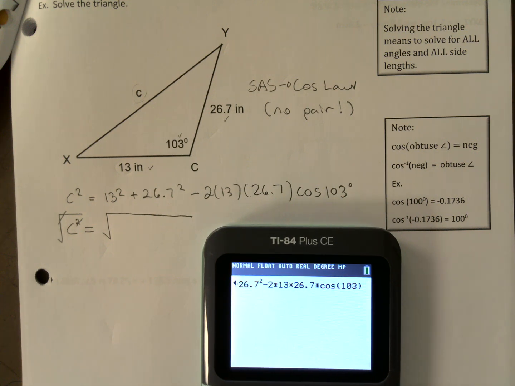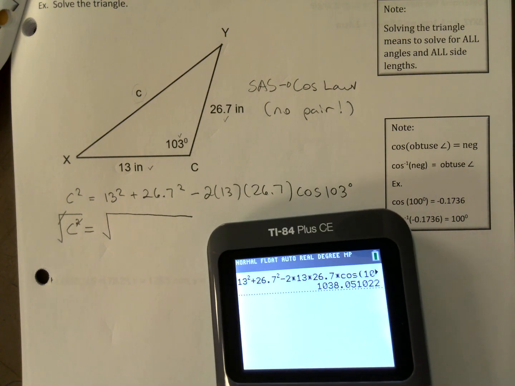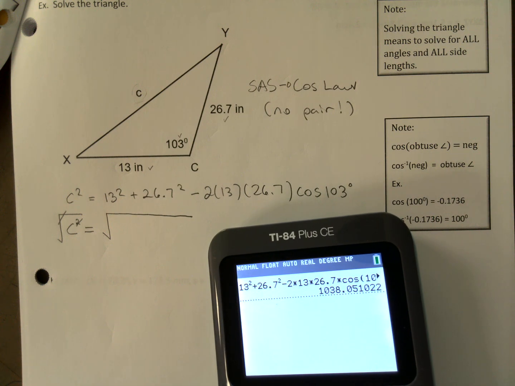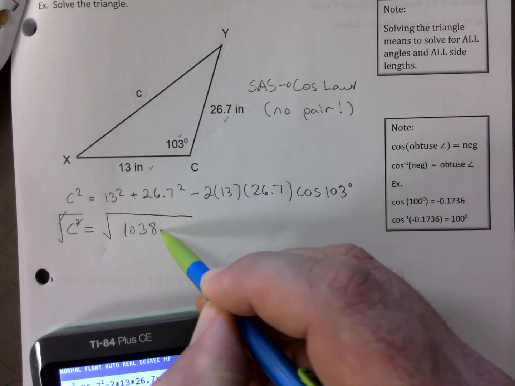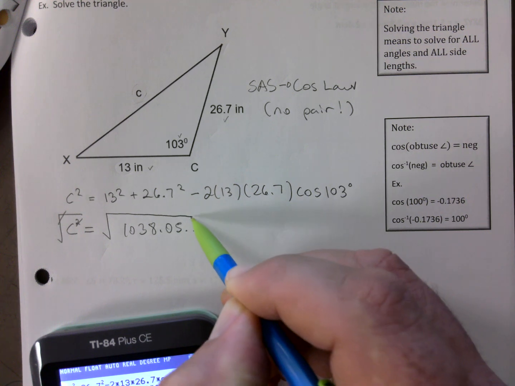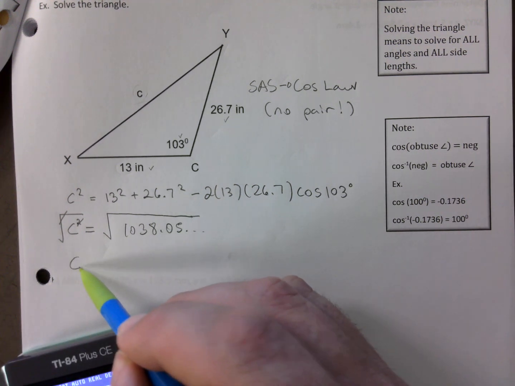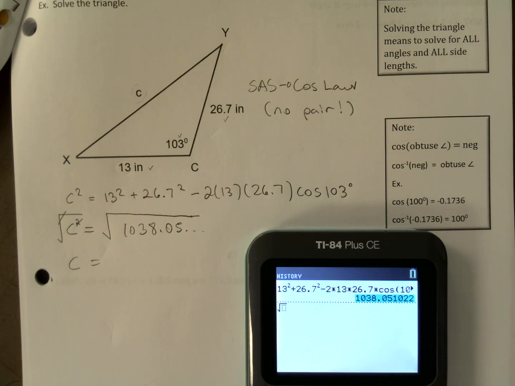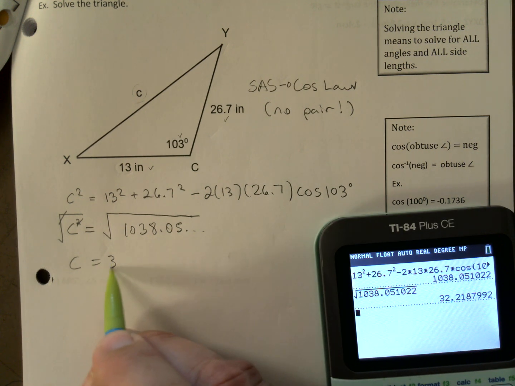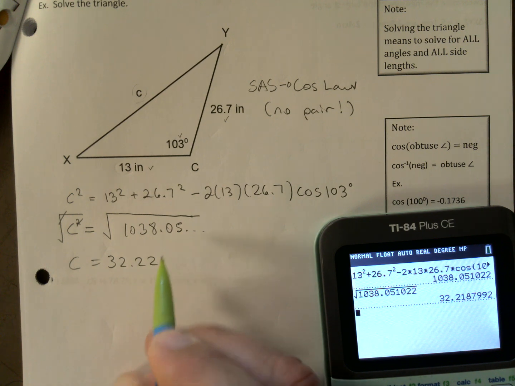So I plugged the whole thing into my calculator, and I got 1038.05 something, right? 1038.05, and that keeps going. So side C will be found by taking the square root. So I go second x2, copy paste. So that's 32.22. And we are in inches.